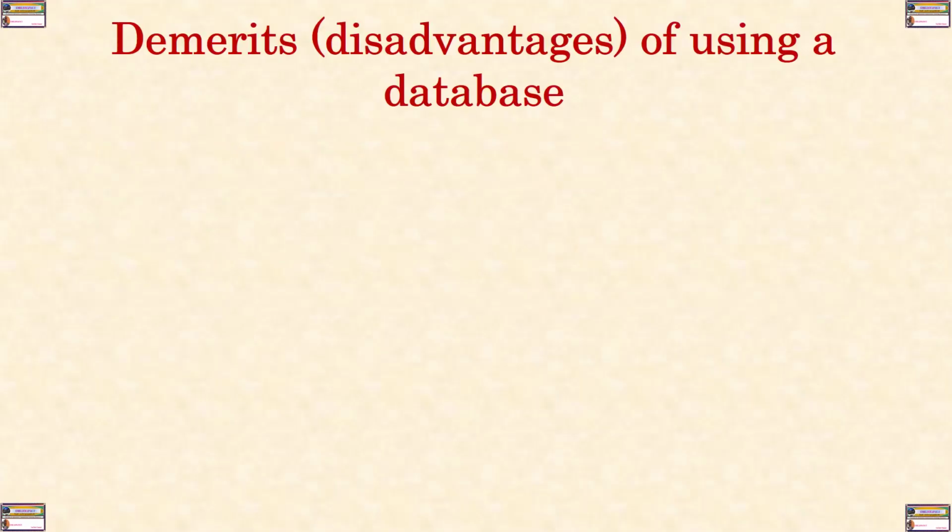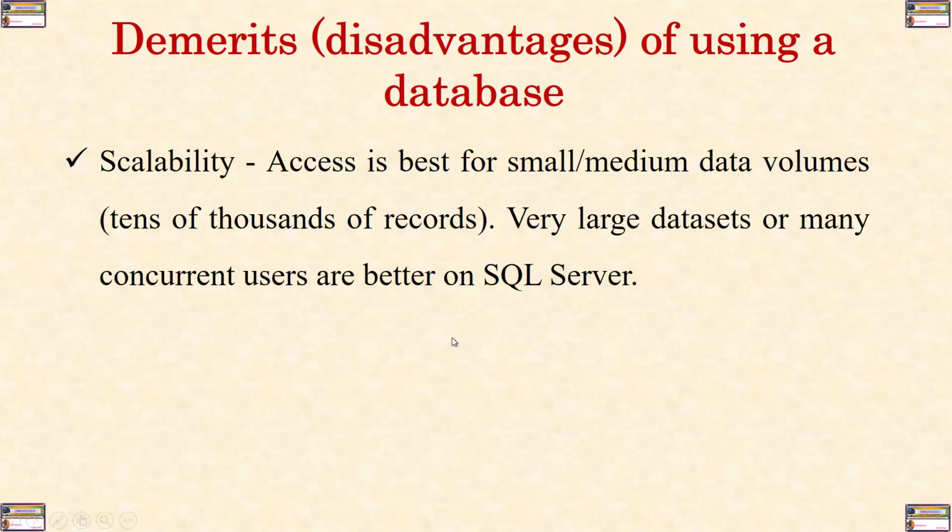Now, anything with an advantage also has a disadvantage. So what are the demerits or the disadvantages of using a database? Number 1, there is what we call scalability. Access is best for small or medium data volumes, tens of thousands of records. But when it comes to very large data sets or many concurrent users, Access is not very good. What is best is what we call SQL Server.